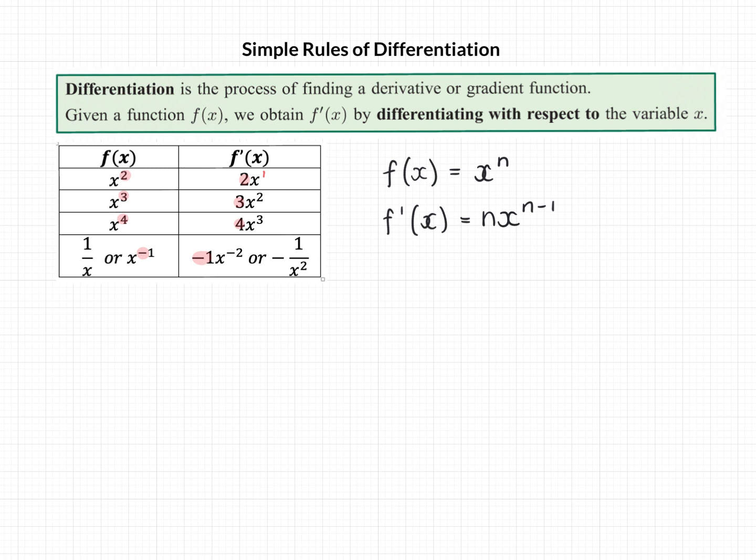What we also know is that if we have a constant in front of our x, so let's say our function is equal to c x to the n, where c is just a constant, then when we differentiate this function, we're going to get c times n x to the n take 1. So that's another simple rule of differentiation.